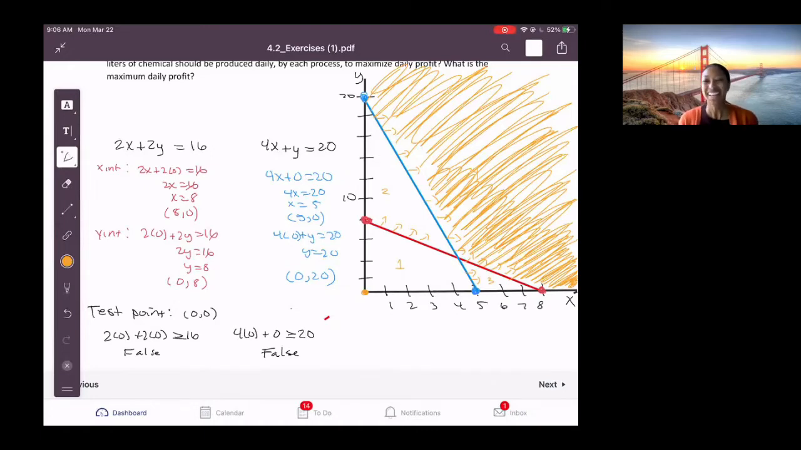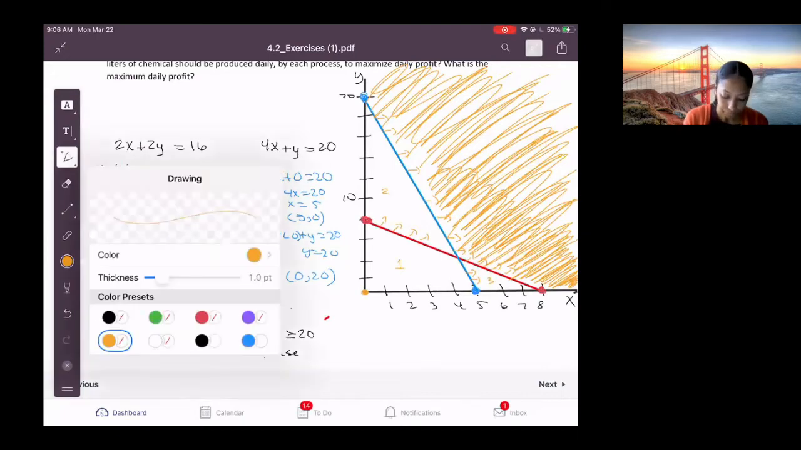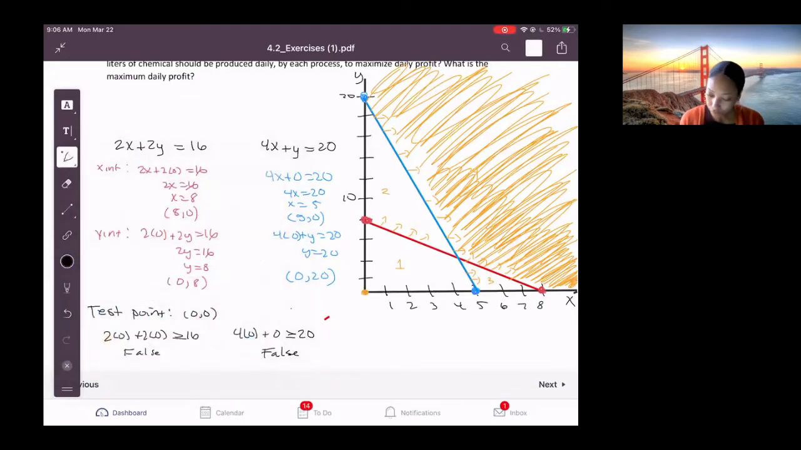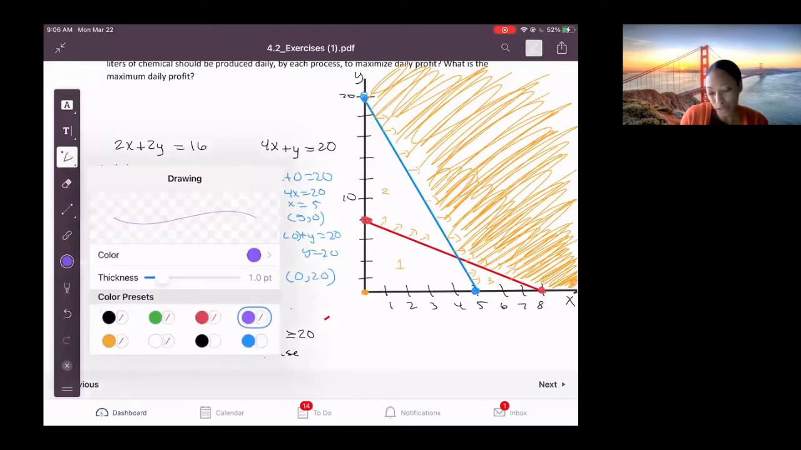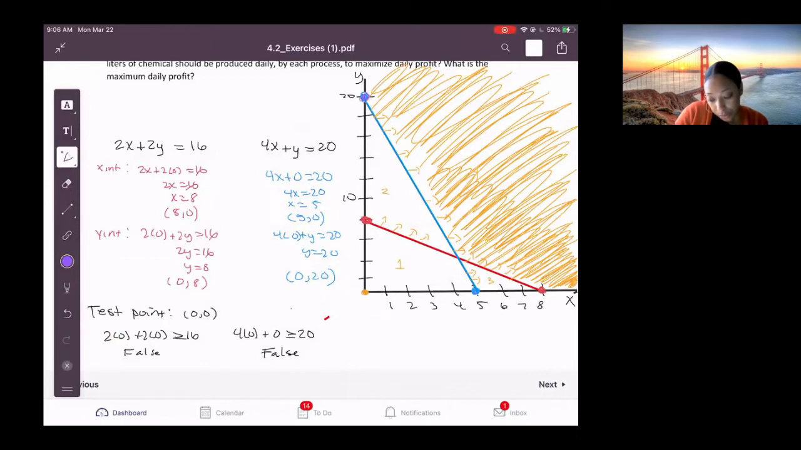All right, so we've done all of this. Now we need to find our corner points. I usually make my corner points purple, so let's stick with that. The corner points of this region would be this one, oops, wrong one, this one, and the intersection here of the 2 lines, which looks like it's at 4, 4, but we're going to have to double check to make sure that that is true.